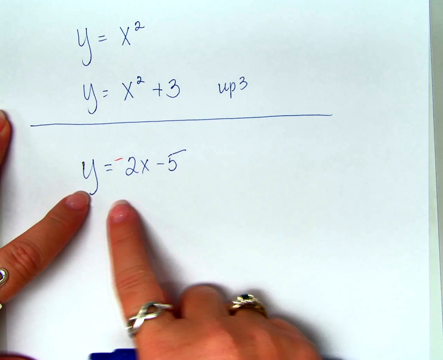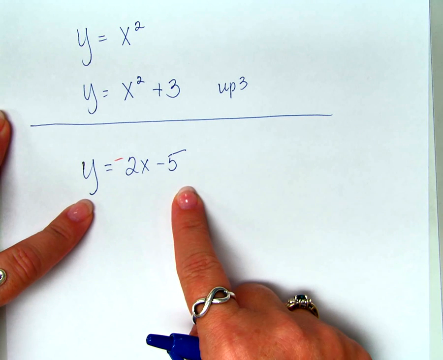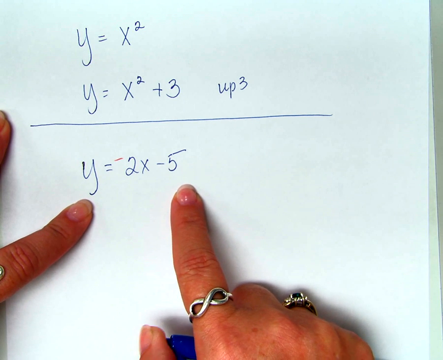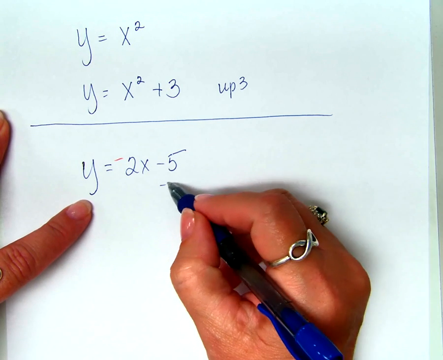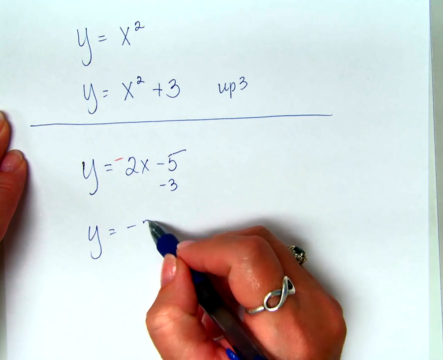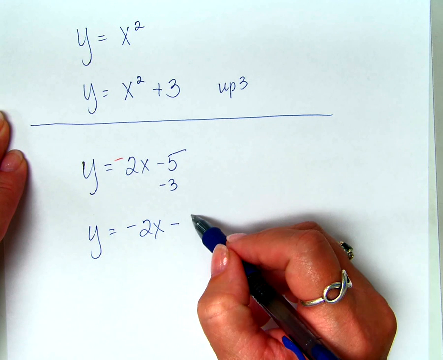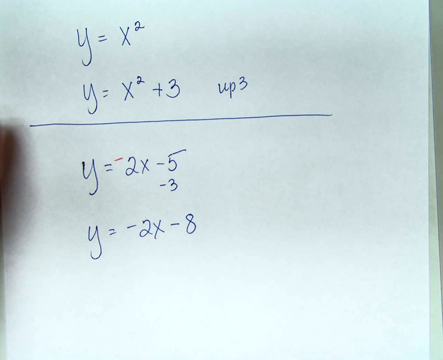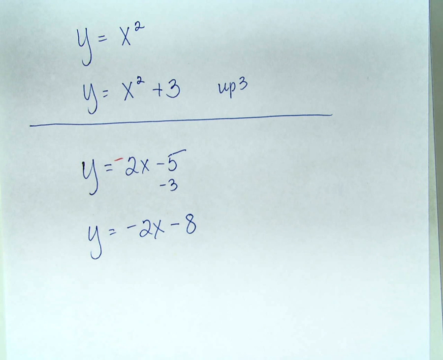How would I make this function right here move down 3? I'd have to subtract 3, right? If I'm subtracting 3 from this function, what does the new function become? Y equals negative 2x plus 2. Close. Because it's already a negative 5, and if I subtract 3, it's going to be negative 8.